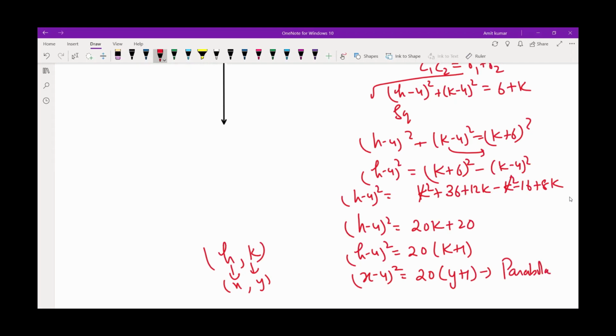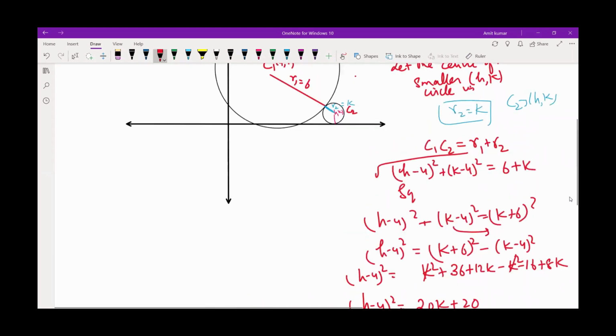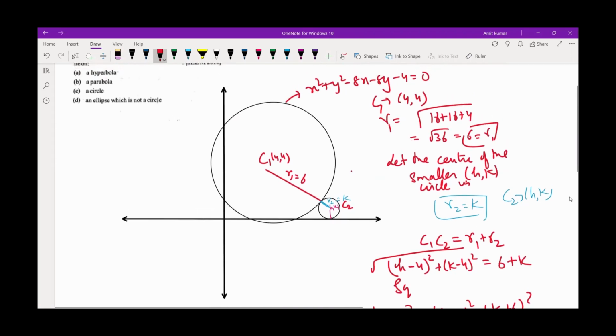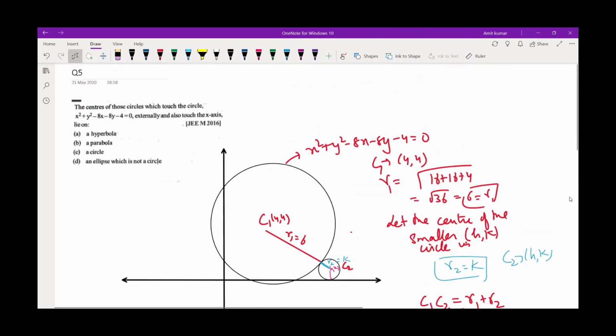So the locus of the smaller circle, when it moves touching the x-axis on one side and touching the bigger circle on the other side, traces a parabola.